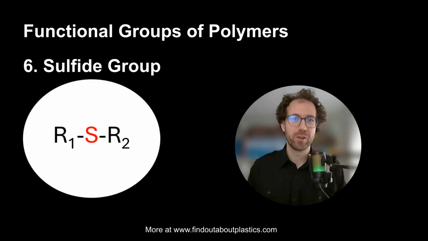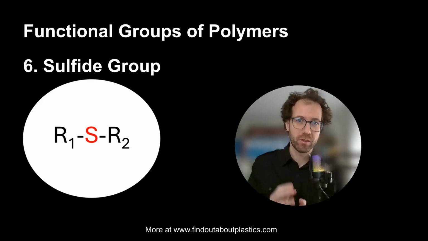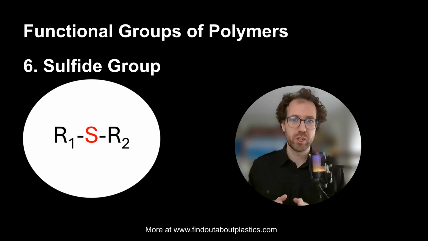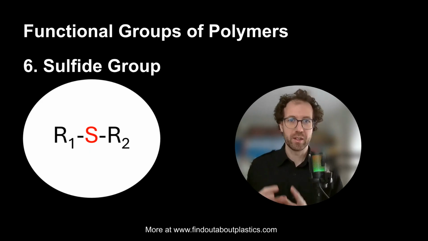The sulfide functional group consists of a sulfur atom flanked by alkyl or aryl groups, leading to the general formula R1SR2. And for example, this provides you certain high temperature, high chemical resistance. And as an example, we can take polyphenylene sulfide, where the R1 and R2 are replaced by an aromatic ring structure, which then provides this high temperature and also high chemical resistance performance.